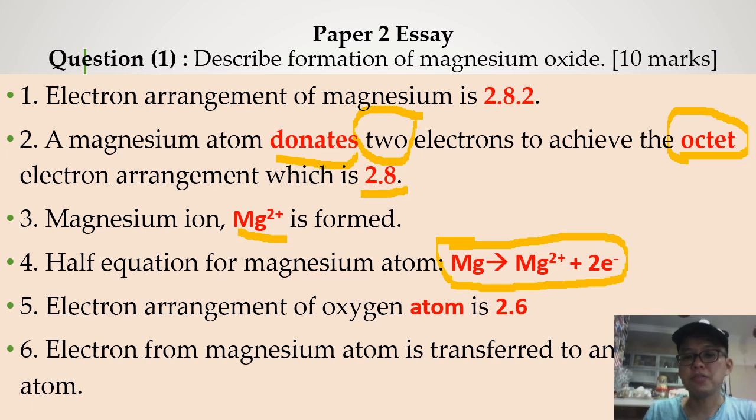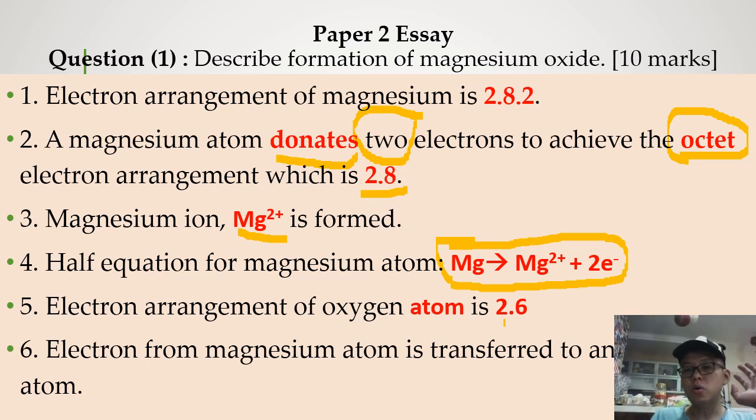Electron arrangement for the oxygen atom is 2.6. Just now you mentioned about magnesium. Now you are talking about oxygen. So electron from the magnesium just now you have 2 electron you donate. Now we will transfer to the oxygen atom.